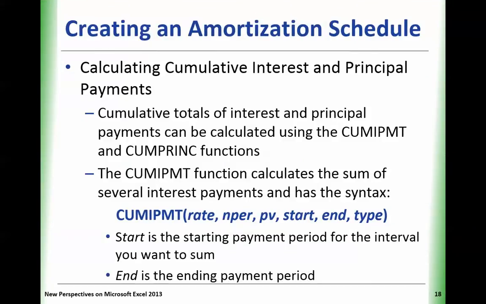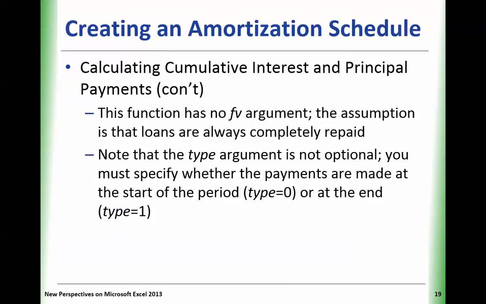Now, to create the amortization schedule, we're going to calculate the cumulative interest and principal payments. Cumulative meaning all together. Cumulative totals of interest and principal payments can be calculated using the CUMIPMT and CUMPRINC functions. The CUMIPMT function calculates the sum of several interest payments and has the syntax CUMIPMT, rate, nper, PV, start, end, and type. Start is the starting payment period for the interval you want to sum, and end is the ending payment period.